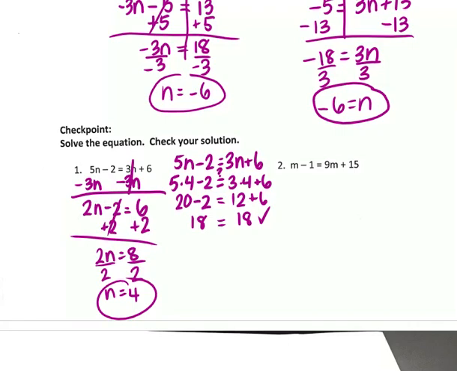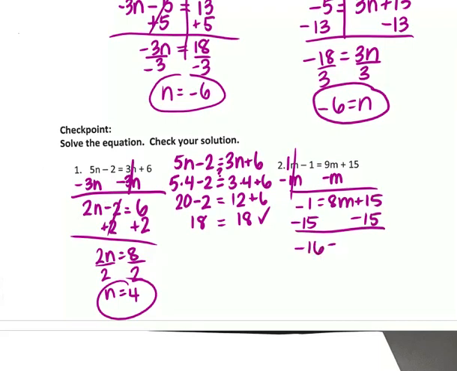On the second one, I'm looking at this. I want to move this lone m, if you want to put that 1 in front, to that right-hand side. So I'm going to subtract the m from here. Bring down my negative 1. 9m minus 1m is 8m plus 15. Subtract my 15 from both sides. We get negative 16 equals 8m. And then divide by 8, and m is negative 2.